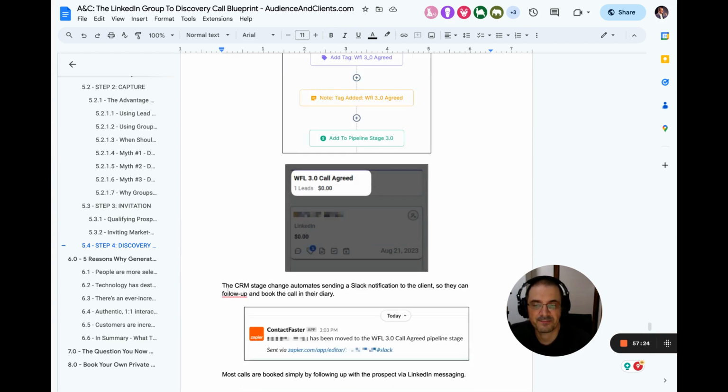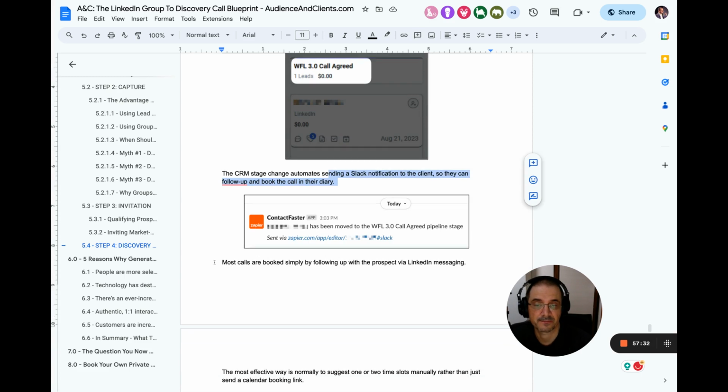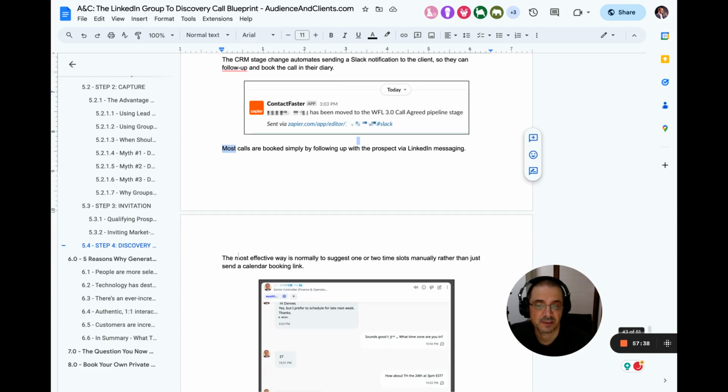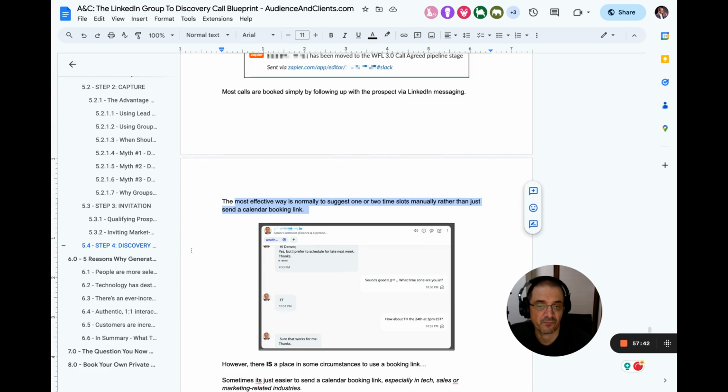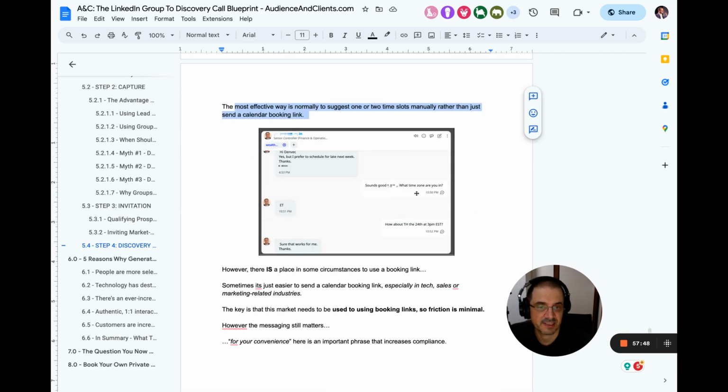So the CRM stage change automates sending a Slack notification to the client so they can follow up and book the call in their diary. And most calls are booked simply by following up with the prospect via LinkedIn messages. The most effective way normally is just to suggest one or two time slots manually rather than just sending a calendar booking link. You can see an example here: "How about Thursday the 24th at 3 p.m. Eastern?" "Sure, that works for me."